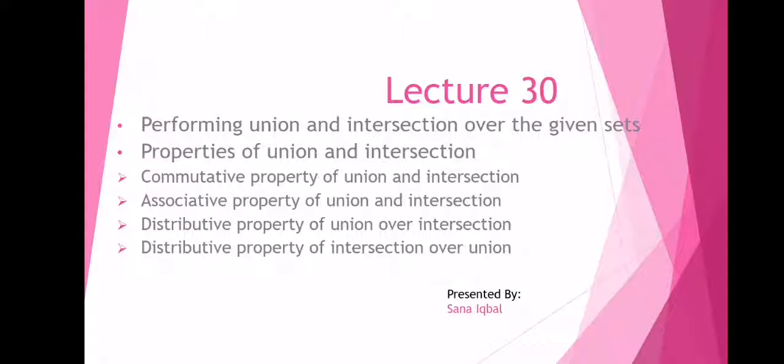In lecture number 30, we will study how to perform union and intersection over the given sets. Then we will discuss some identities or properties of union and intersection, which are the commutative property of union and intersection, the associative property of union and intersection, the distributive property of union over intersection, and the distributive property of intersection over union.